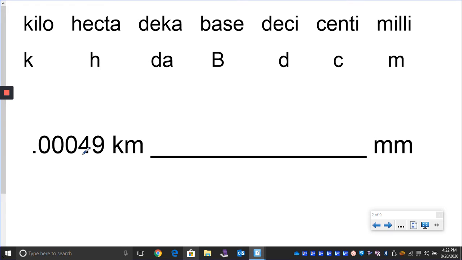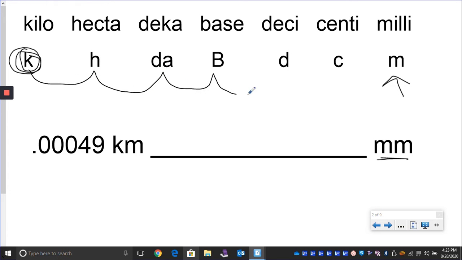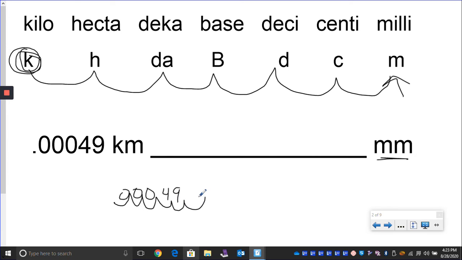We have 0.00049 kilometers. K, kilo, is up here in our scale. That's millimeter. Milli is right here. That means we're going to swing our decimal point 1, 2, 3, 4, 5, 6 swingy dingies. So I have my number down here, rewrite it so it's easier to see. We have 1, 2, 3, 4, 5, 6 swingy dingies. 490 would be my answer.